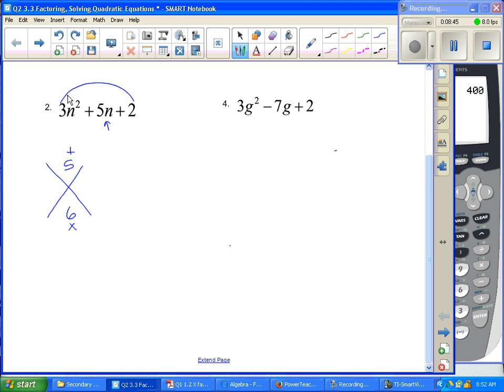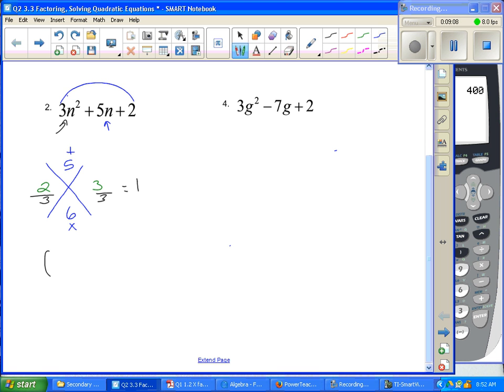Okay, 2 and 3. And it doesn't matter which side you put the 2 on and which side you put the 3 on. After you've come up with those numbers, this is a step you can't forget to do. You have to go and divide both of those numbers by the a. So I'm going to divide the 2 by the 3 and the 3 by the 3. And then if it will reduce, you have to reduce it.